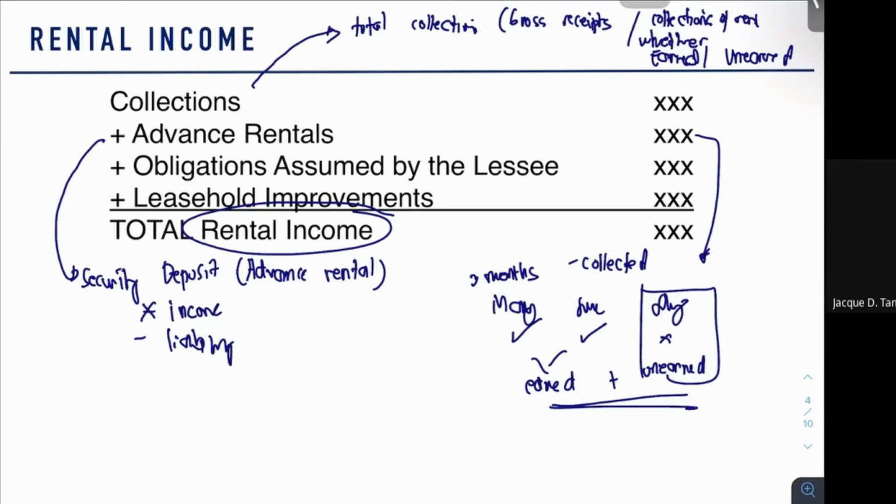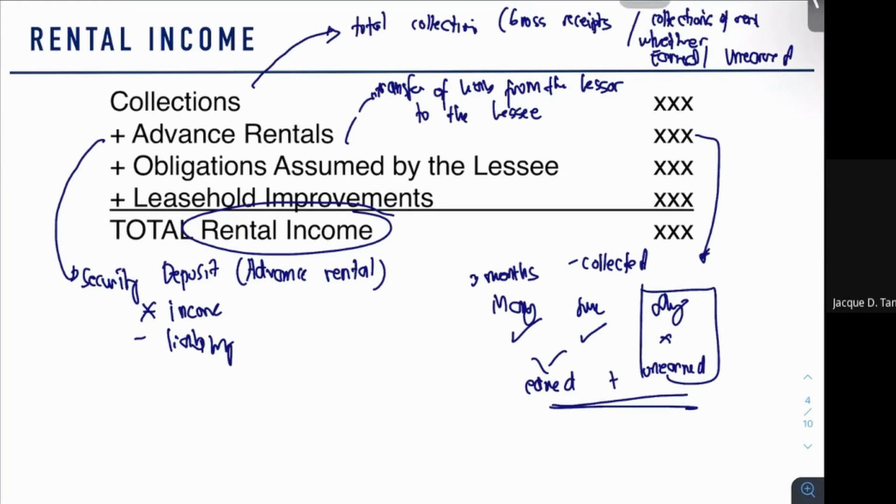Next, obligations assumed by the lessee. So what is this obligation assumed by the lessee? When we say obligation assumed by the lessee, this is a transfer of liability from the lessor to the lessee. Okay? Since there is a transfer of liability from the lessor to the lessee, the amount you have transferred as a liability is considered as an income. So any obligation that is assumed or transferred to the lessee is considered as rental income.